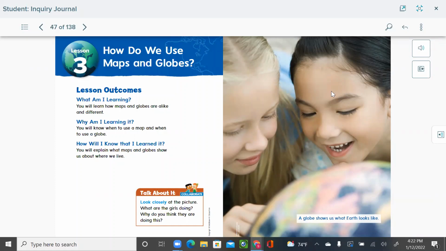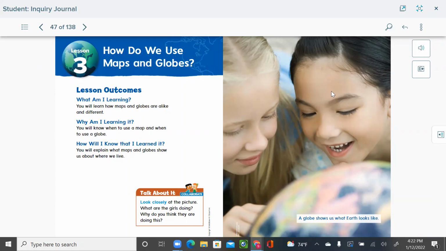We start in chapter 2, Our Community. We know that this chapter will be covering how maps help us to find our place, learn about different kinds of maps, and learn how to use maps and where our community is in the world. Where's our community in the world?